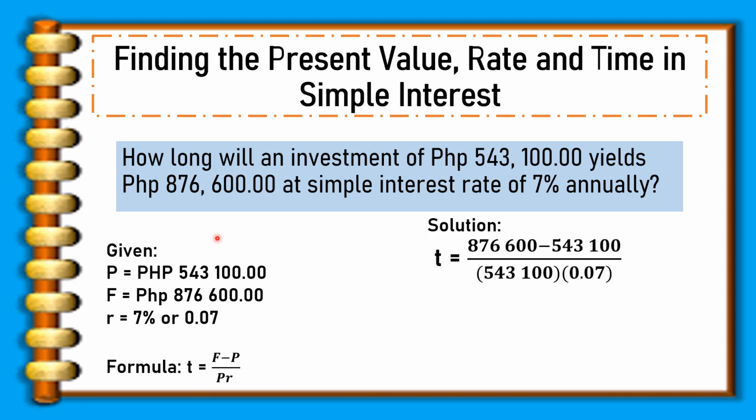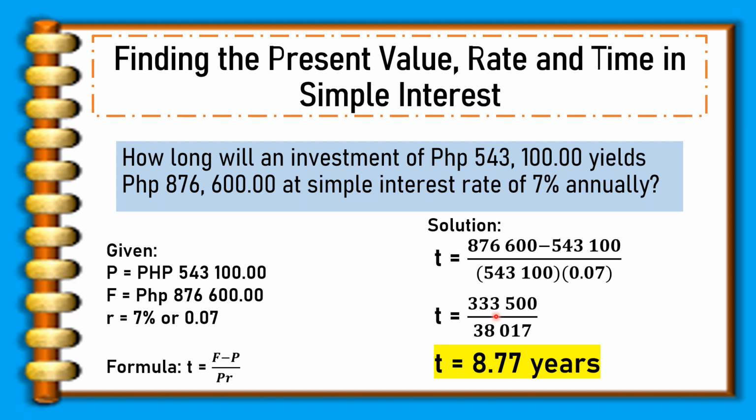For the solution, simply replace the values from the given formula. So F is being replaced by 876,600, P by 543,100 pesos, and R by 0.07. 876,600 minus 543,100 is 333,500. 543,100 multiplied by 0.07 is 38,017.